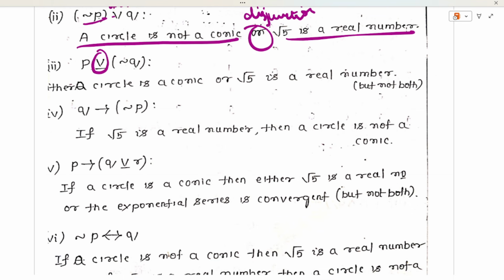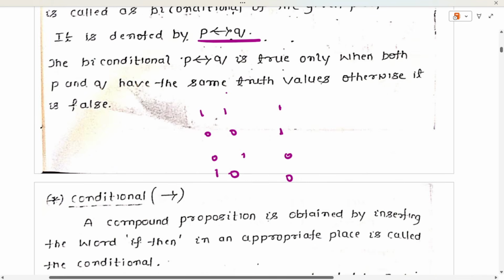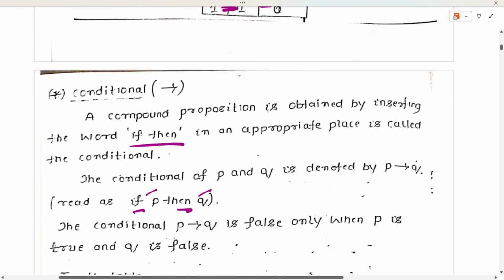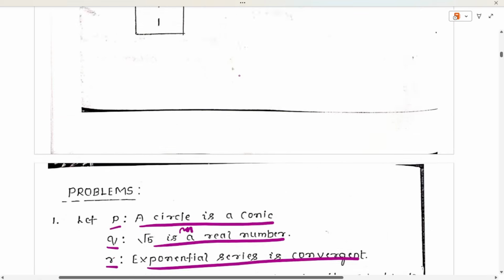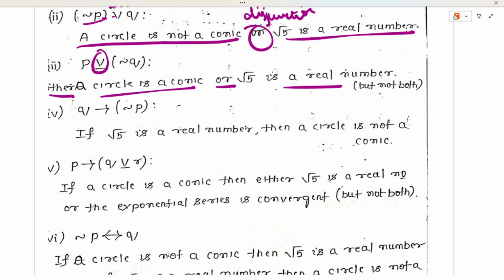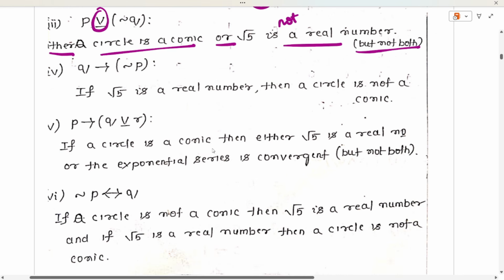Next here what you are using is either or. You know this symbol, right? I hope you know. Here we have discussed exclusive disjunction. Okay, that is the symbol you are using here. Either a circle is a conic, that means statement p, or negation q, that means root 5 is not a real number. Okay, either or but not both, both cannot happen. They have given negation, so you have to make it as not a real number. Okay, the same way you can see all the problems.